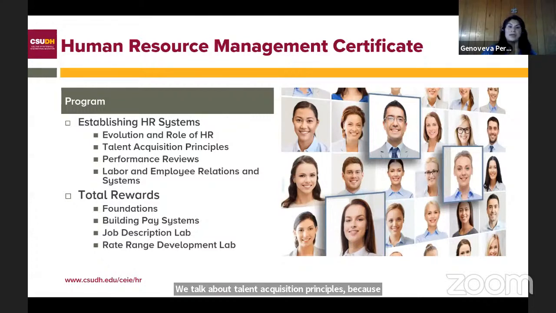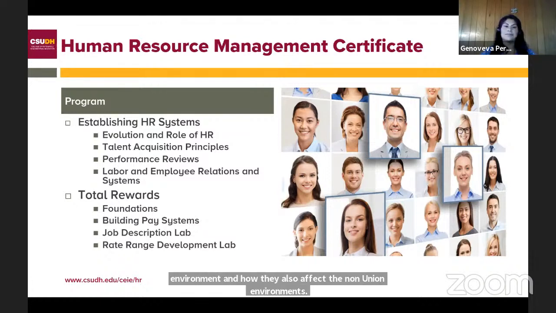So we need to understand how we recruit them, how we interview them, and how we put the right people in the right place. Performance reviews. The performance of individuals is very important for the organization to succeed. So we will review this, practice them in class, talk about questions, and how we review them in a way that we are able to make our employees grow and become better. We will touch a little bit on labor and employment relations, so we can discuss union environments and how they also affect the non-union environments.